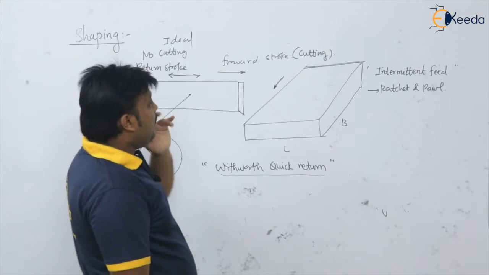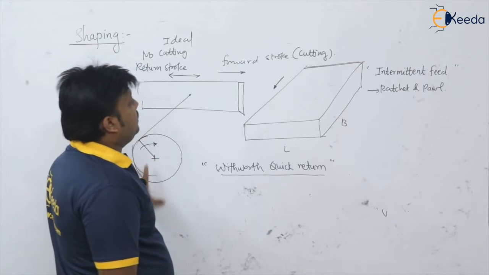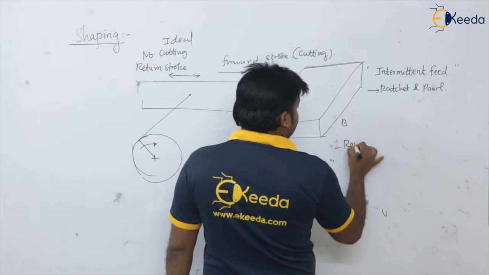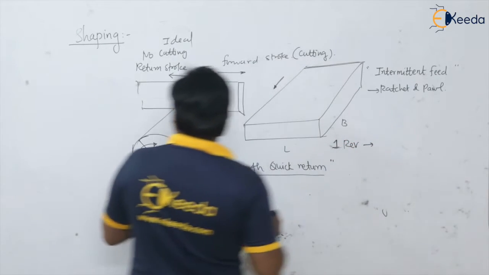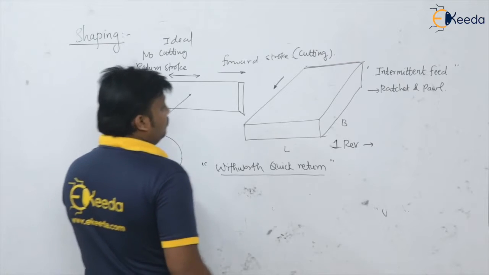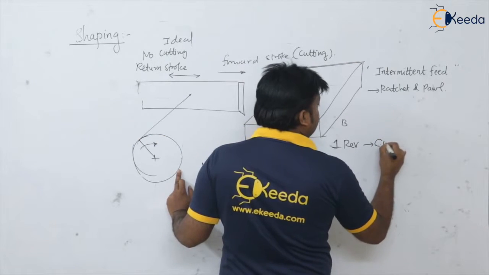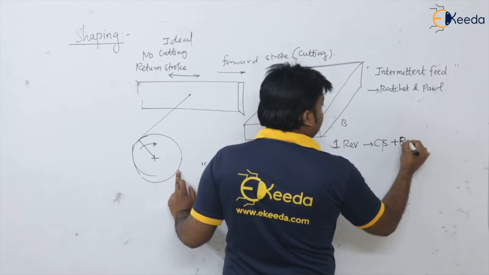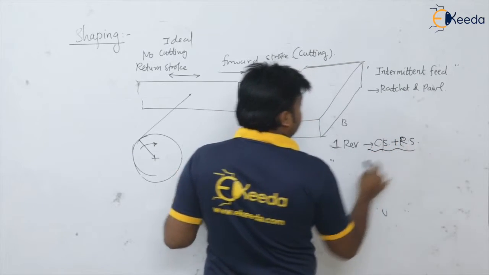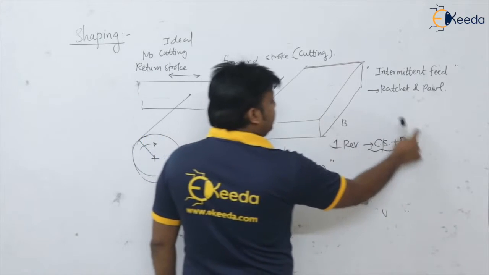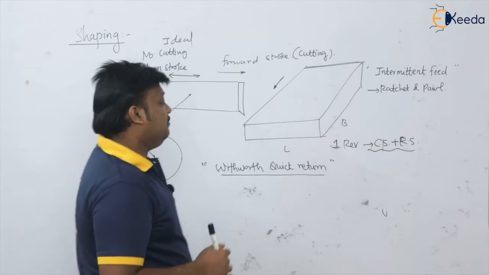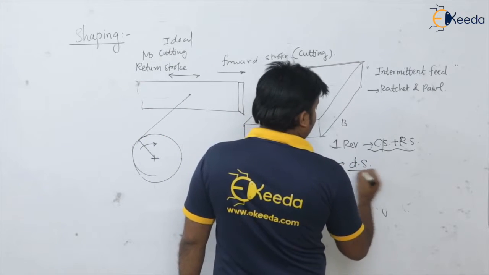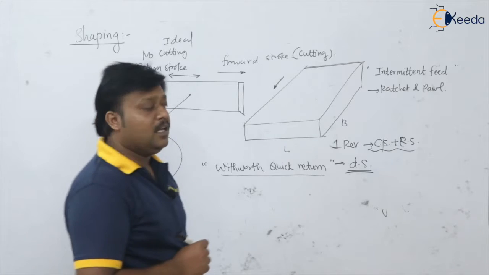Now see in the shaping operation, say one revolution of crank, how many strokes we are getting within one revolution of crank? One is cutting stroke plus another is return stroke. So that is why, see, in a single revolution of crank we are getting these double strokes. That's why it is also known as number of double strokes.